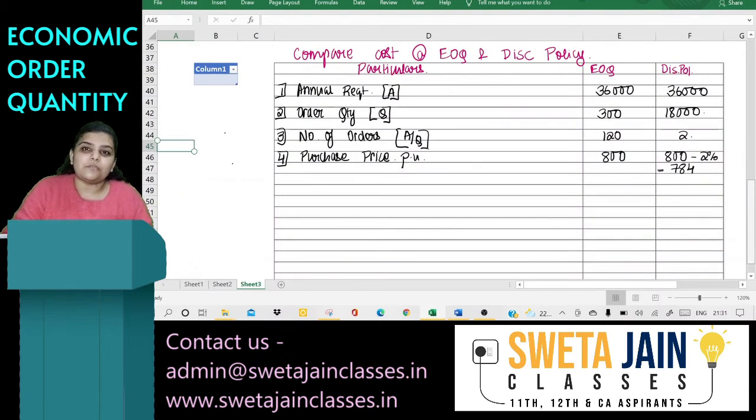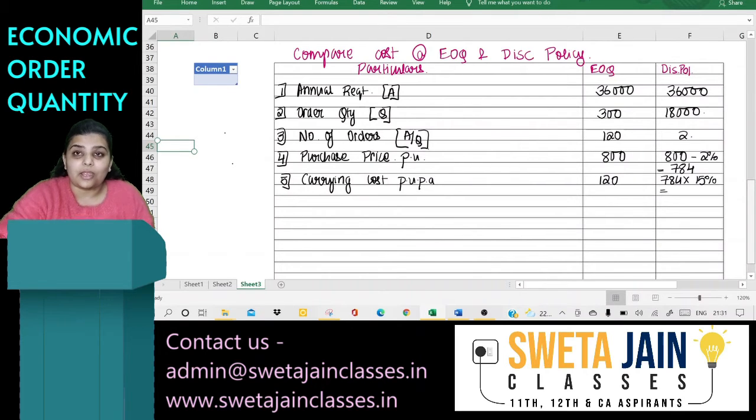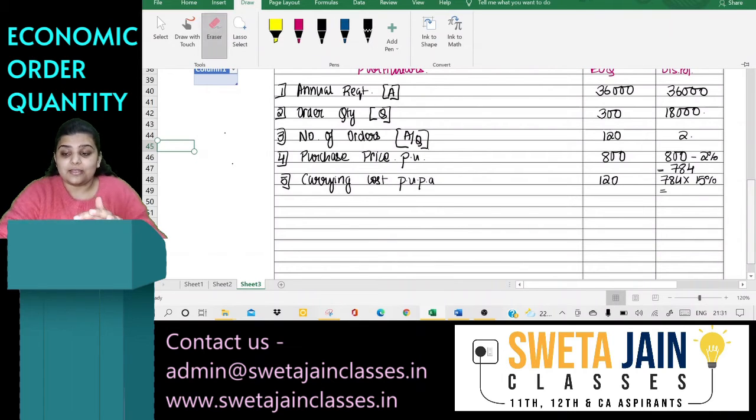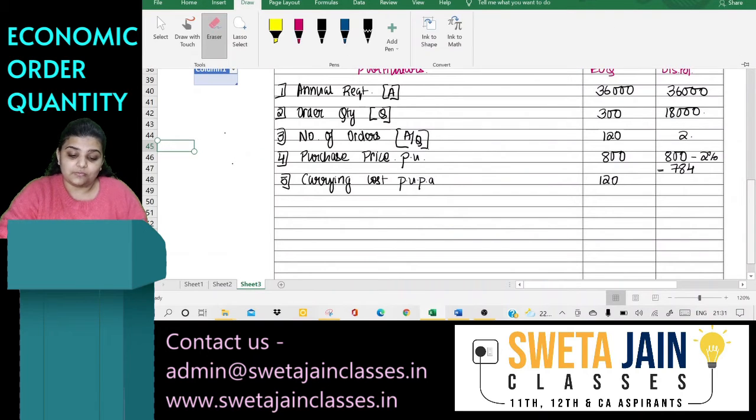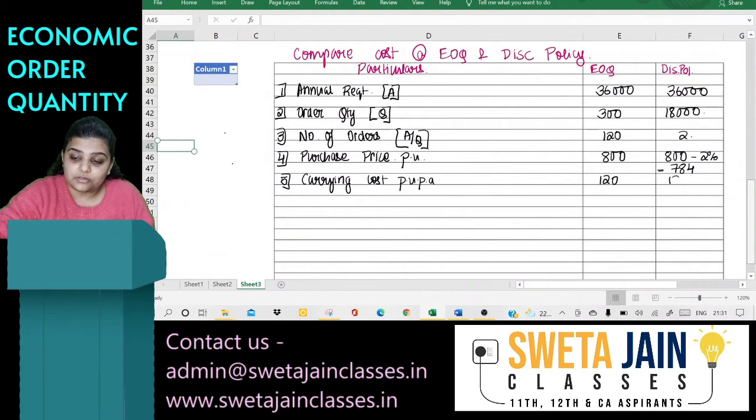But if they don't specify anything like this, what you need to do is you have to write down point number 5, that would be carrying cost per unit per annum. Here we have already calculated it is 120, and here it would be 784 into 15%. This would be your new carrying cost. But since the question says that the carrying cost does not change with the change in the discount policy, that is why we are going to keep the carrying cost same as rupees 120. So now we have all the data ready.